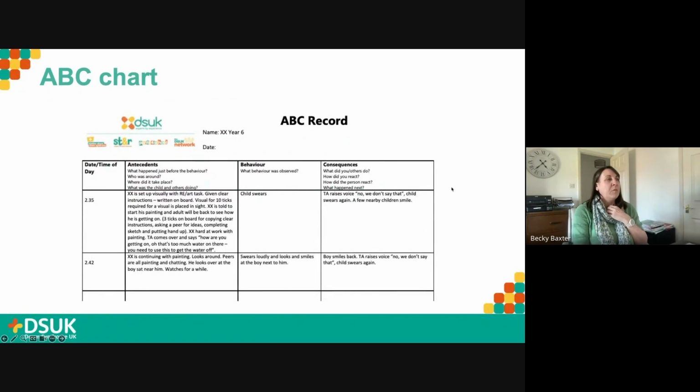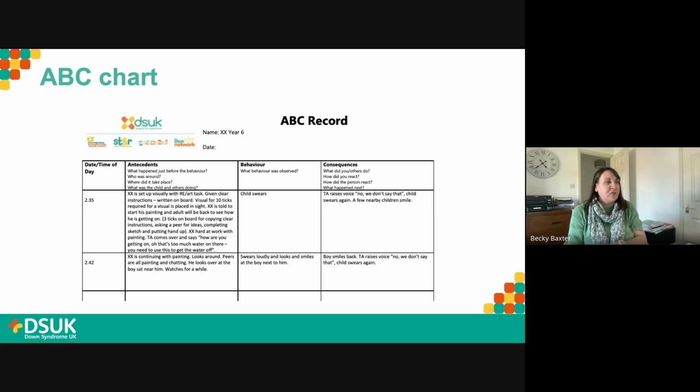This one's from a pupil in year 6. So he was set up visually with RE. It was an art task. He was doing some painting. He's given clear instructions written on a board, so he knew exactly what it was he needed to do. He had a visual for 10 ticks required. And you can see that, I'll keep going, oh, brilliant work there, give me a tick. I'm checking back in with him to see how he's getting on. So every so often I'm dropping back in, prompting him, praising him, reminding him of the thing he's supposed to be doing, and doing a bit of reinforcing.